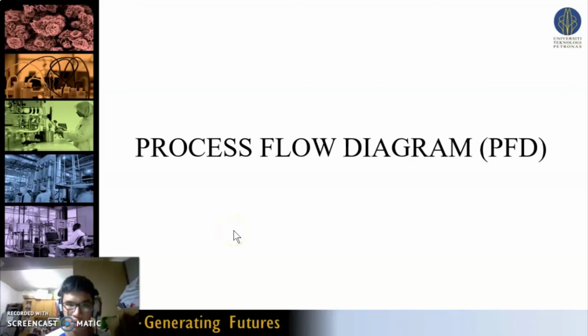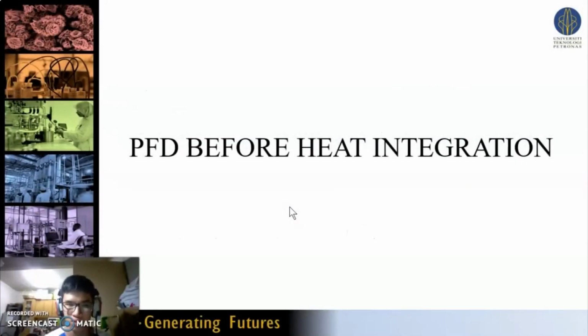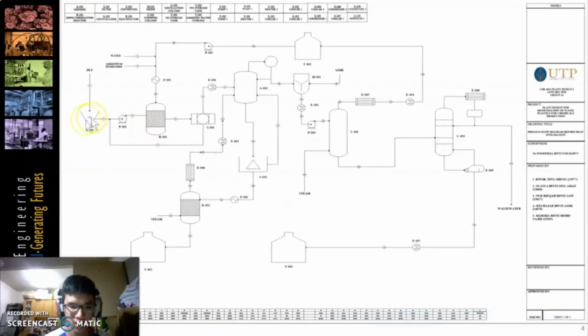Next, I will be presenting the process flow diagram for our plant design project. First, I will show you the PFD before heat integration. The PFD before heat integration starts with the daily PET flow rate for the plant, which is 59,523.81 kg per hour, which is first received by the PET grinder.